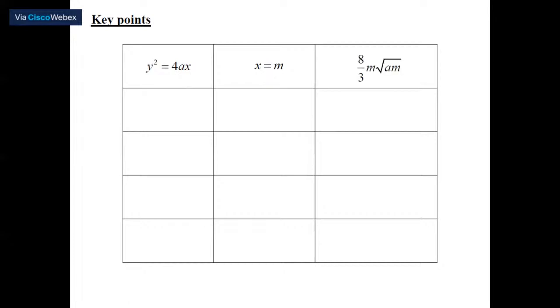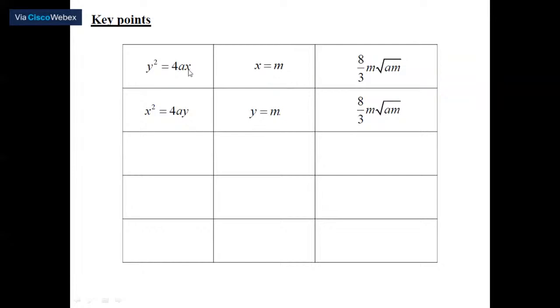In that case, the area bounded by the parabola and the line is 8 by 3 into m root of an. Similarly, when the equation of the parabola is x square is equal to 4ay, where our parabola is symmetric about the y-axis, in that case, when our line is parallel to the x-axis, then we can go for the shortcut. That is, the area is 8 by 3 m into root of an. Fine.